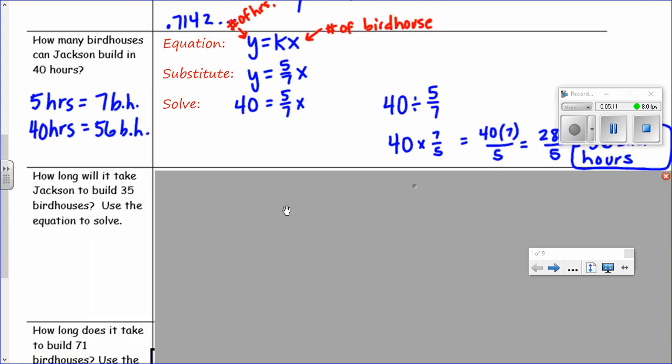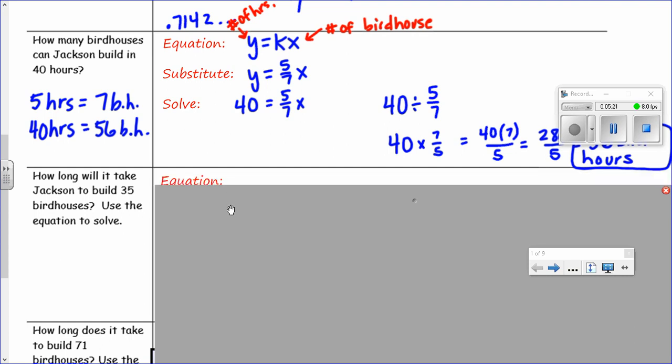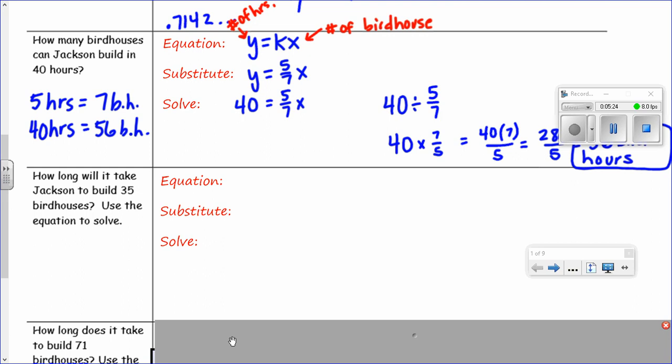Okay, what if they ask us how long will it take to build 35 birdhouses? What if he gets lots of orders and he has to make 35 birdhouses? Well then, we can use that same equation. This time we're going to substitute the 35 in, because it's 35 birdhouses, and that's going to be our x. So we have y equals 5/7 x, but instead of x, we can say 35.